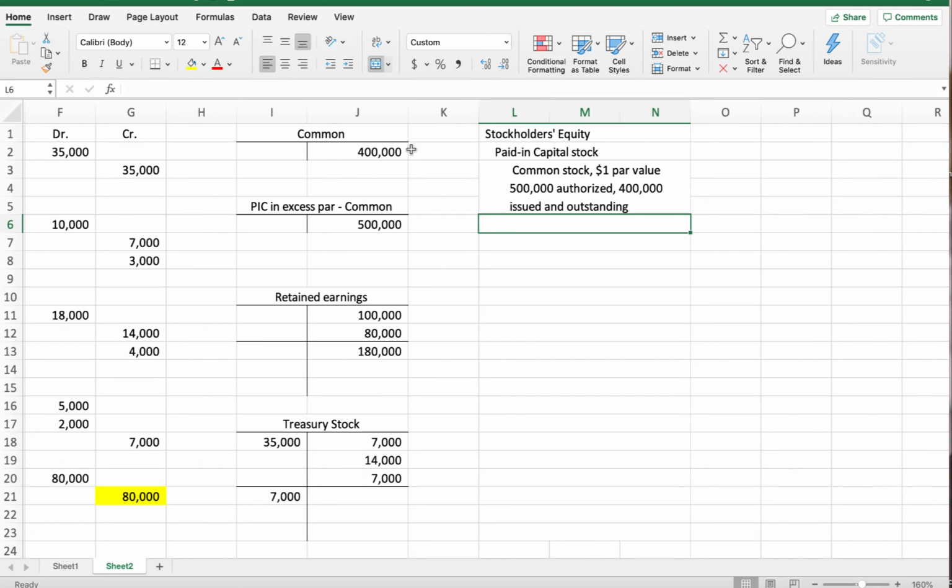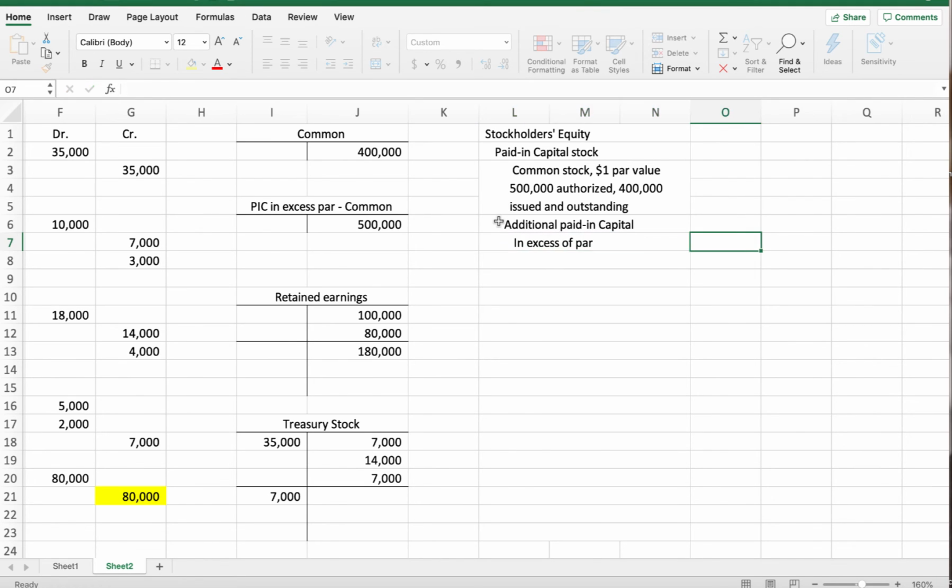So I'm going to indent twice. Additional paid in capital. Right? What do we have? Well, our additional paid in capital, we have in excess of par. So I'm going to list that. I'm going to indent 3, 1, 2, 3, in excess of par. And what's the dollar amount there? Well, that's easy. We already calculated it at 500,000.